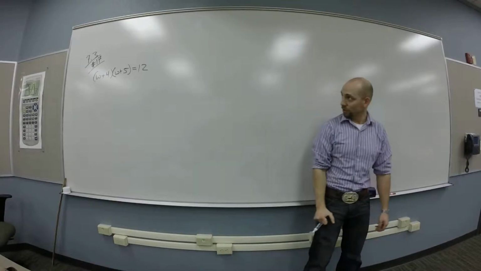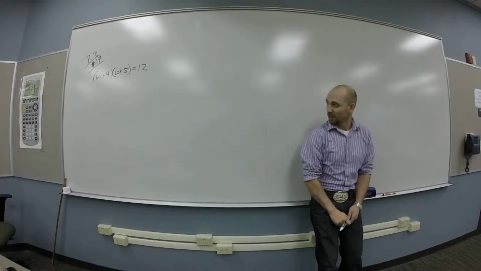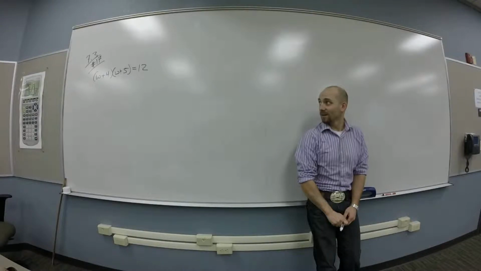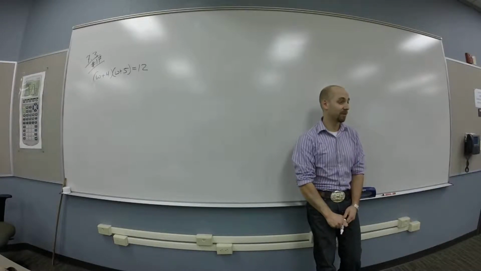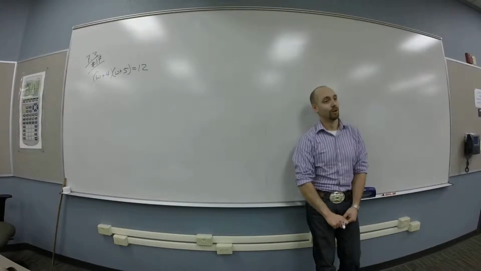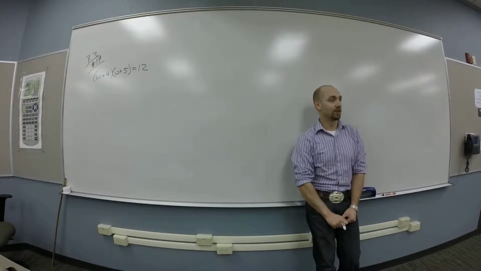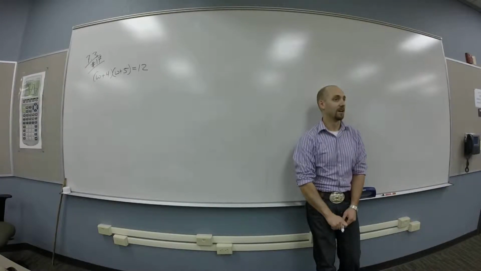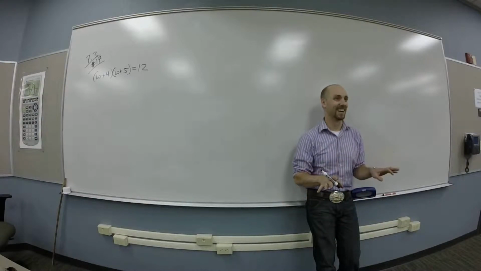So we want to do 7.3, number 17, which is W plus 4 times W plus 5 is 12. So please tell me none of you are doing the really dumb thing right now in your head. Don't do the quadratic formula in your head, because you're bad at arithmetic. Everybody is. Don't worry, it's not just you.